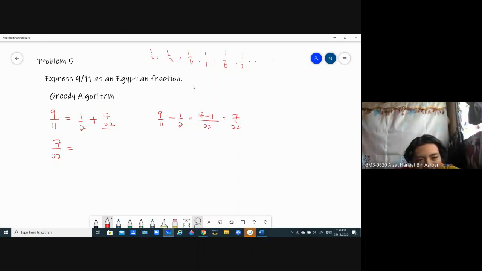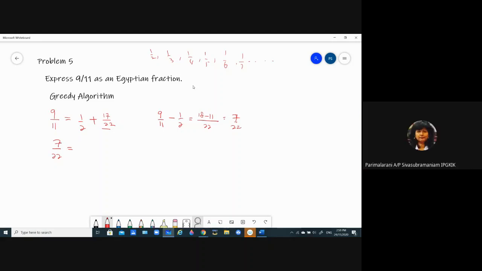This is less than half. If we use 1 over 3, 3 times 7 is 21, and 21 minus 22 is negative. So we can't use 1 over 3. We must use the next fraction, that is 1 over 4. So how do we find the remainder? 7 over 22 minus 1 over 4. So this is 88. 88 divided by 22 is 4, 4 times 7 is 28, minus 88 divided by 4 is 22, 22 times 1 is 22. So this is 6 over 88. Simplify this, we get 3 over 44.